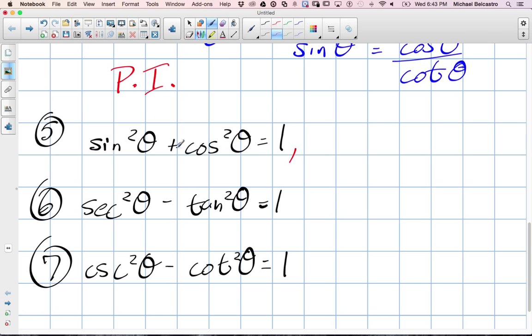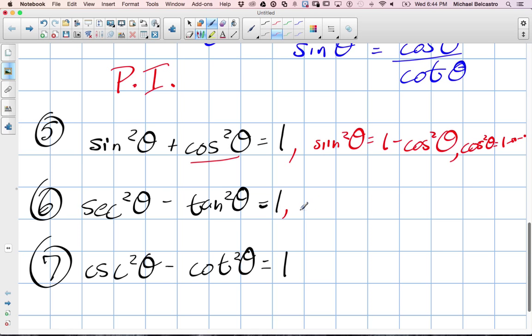So along with this, I can say sine squared theta is also equal to 1 minus cos squared theta. And the reason I can say that is because I just moved cos to the other side. Or we could say cos squared theta equals 1 minus sine squared theta. I didn't quite fit it, okay? But that's a third one you can pull from that. And then you can do the exact same thing again here.